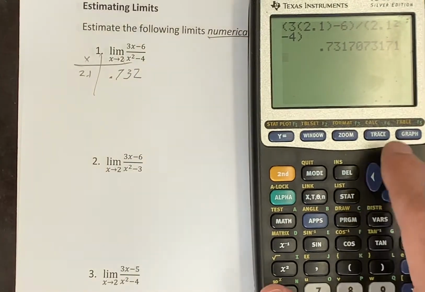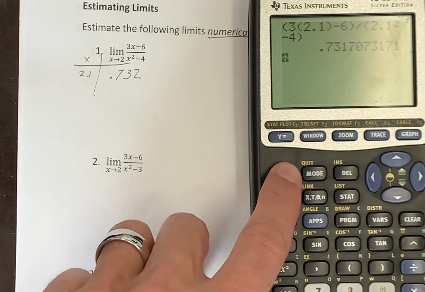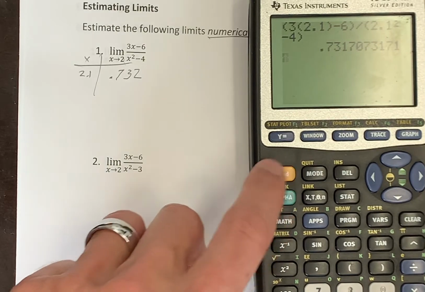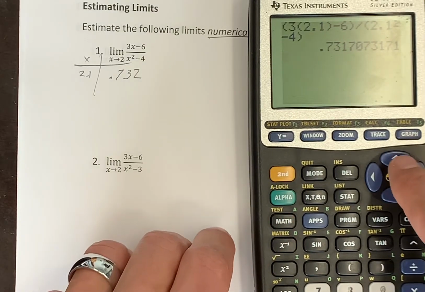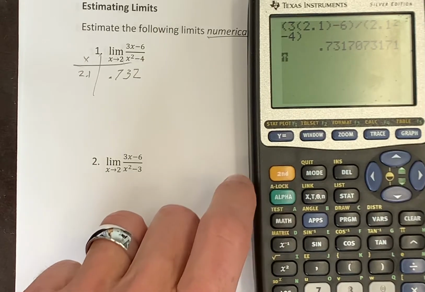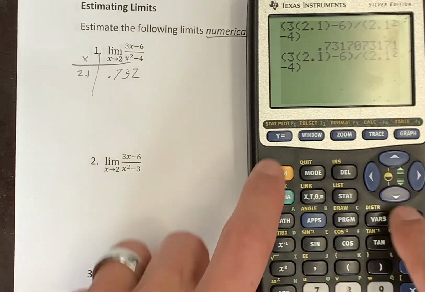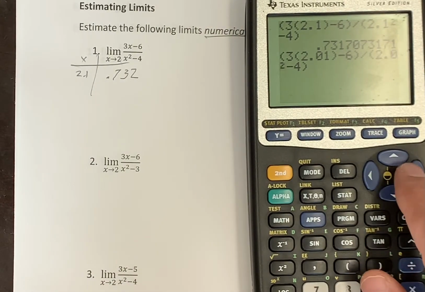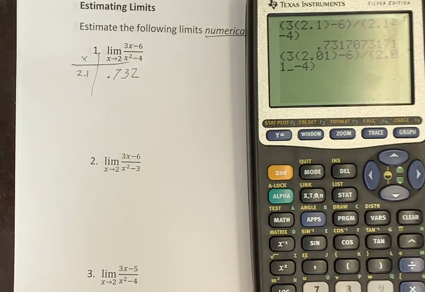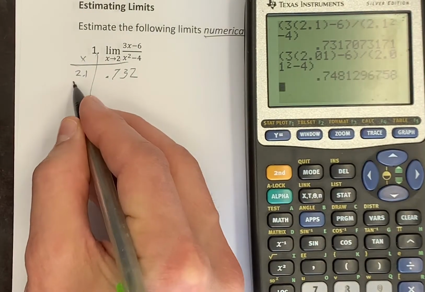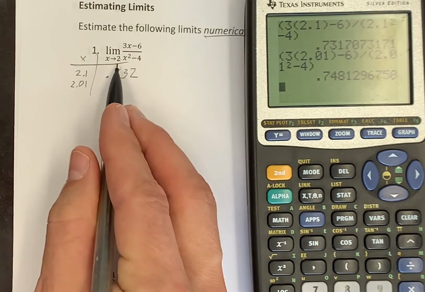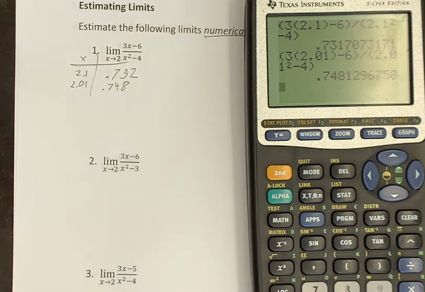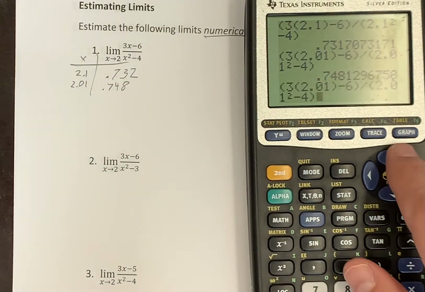That's how you'd estimate that. Well, maybe you say to yourself, I'd kind of like to be more accurate there. So I think I'm able to go back to the entry. Maybe it's really 2.01. That's getting pretty close, right? What's happening there? Well, if you put in 2.01, that's 0.748.